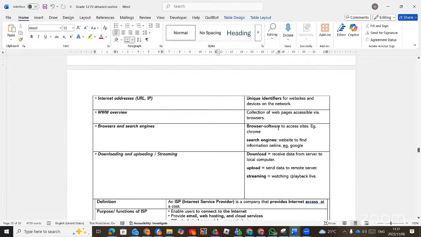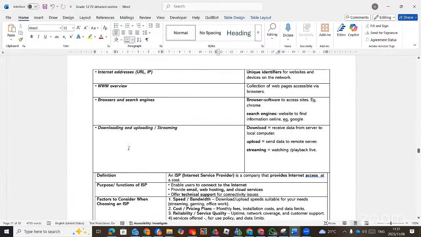www is a collection of web pages accessible through browsers. A browser is the software to access websites, for example Chrome. But the search engine is a website to find information online, like Google and Yahoo and others.